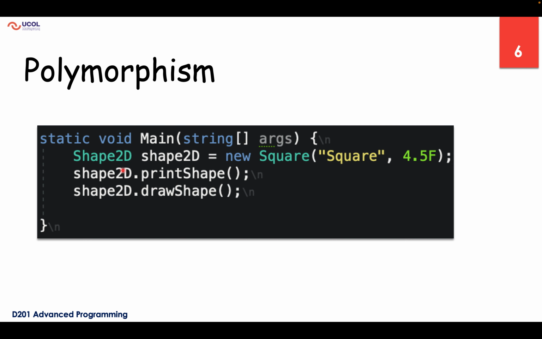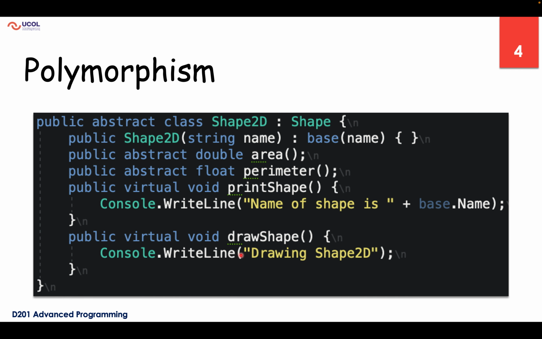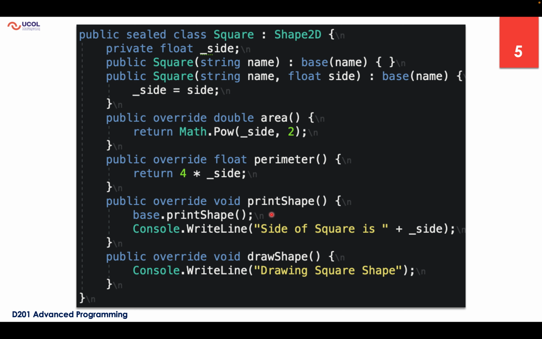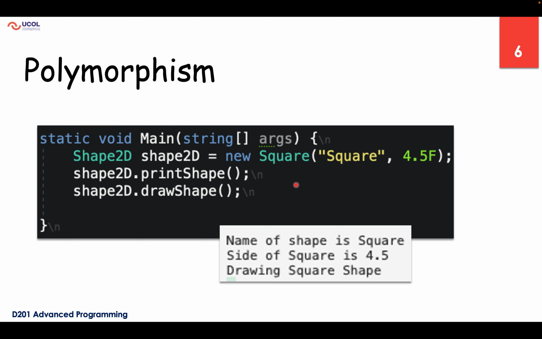Okay, and then when you say shape2D dot print shape or shape2D dot draw shape, actually it will not call the methods present in the Shape2D class. Rather it will call the methods which have been overridden, which have been changed in the derived class, because the object is of the square class. The square class object has these methods overridden, so it will call these methods, not the base class methods.